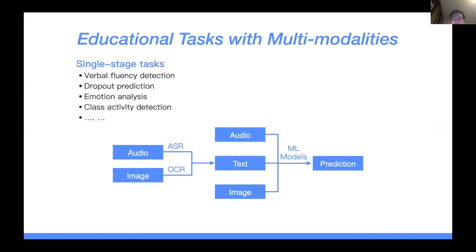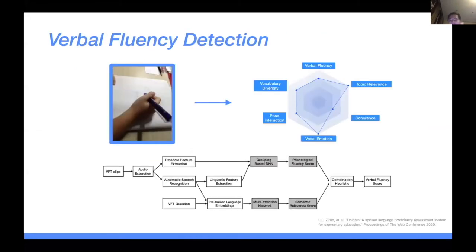For the sake of time, I will focus on the following four tasks: verbal fluency detection, dropout prediction, emotion analysis, and class activity detection. And some of them were mentioned by Zitao earlier. I will provide some technical details. Let's get started with spoken language proficiency.